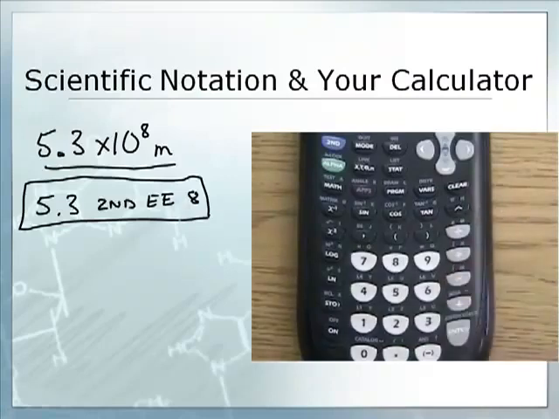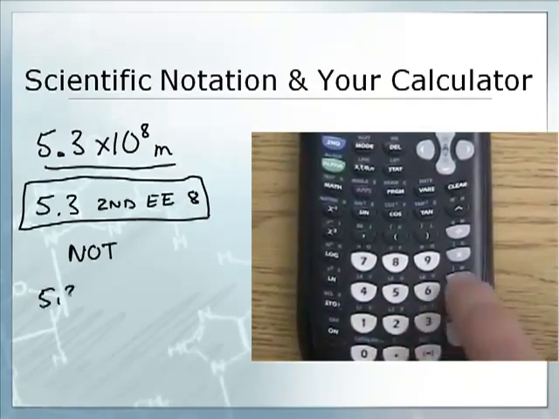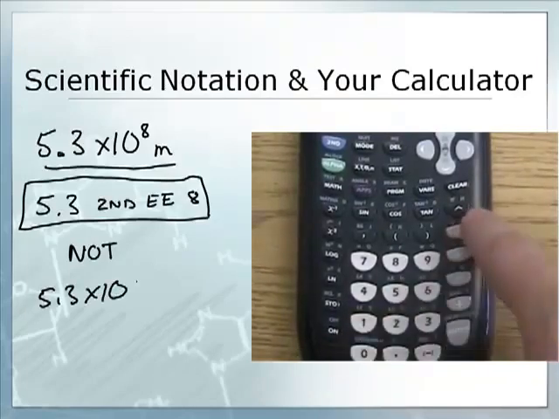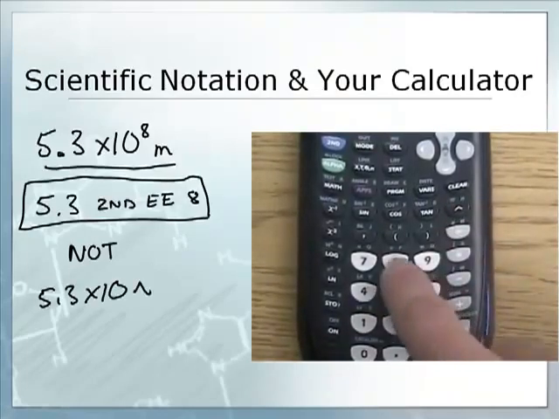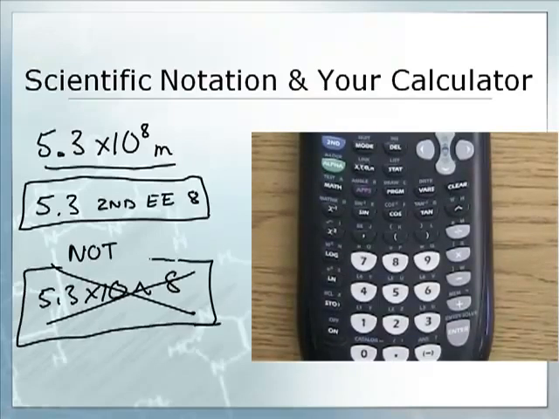Do not do this. Let me show you what not to do. Do not go 5.3 times 10 caret 8. Now, that will work occasionally, but it starts to be problematic when you multiply and divide and add and subtract numbers, typically dividing. If you're a parentheses guru, that will work. If you do not use them properly, it won't work, so don't do it. Just use the EE button.